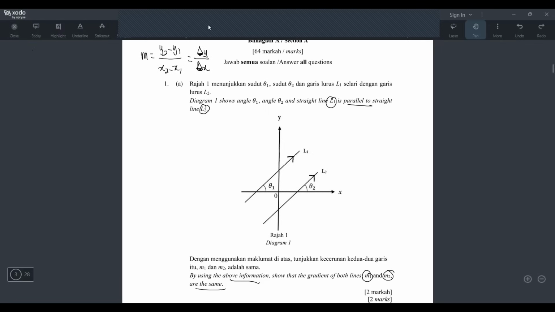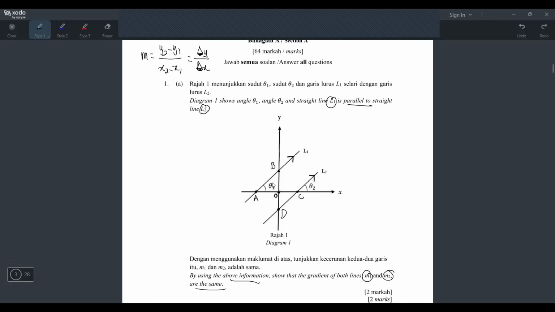But if you look at this question, these two lines, they never give you any information. They never give you points, right? So I'm just going to put some points here. I'm going to call this point A, this point B, this point C, and this point D, and the origin I will call it O lah. So what I want to do now is prove that the gradient of AB will be same with the gradient of CD.